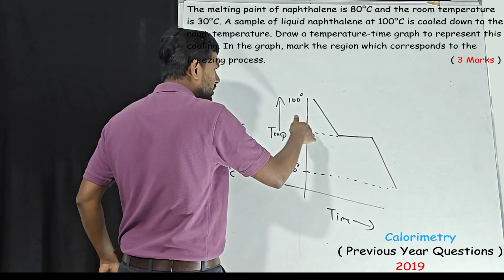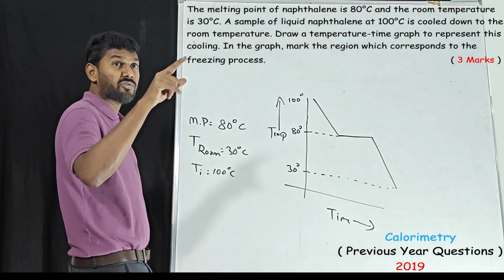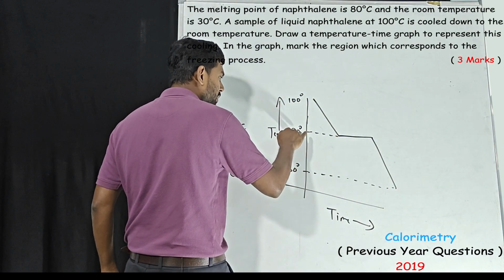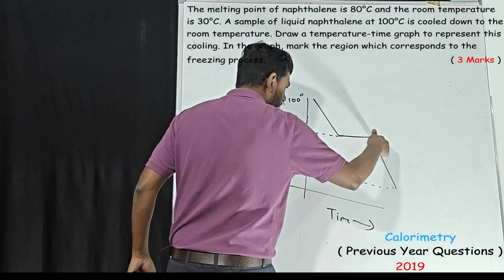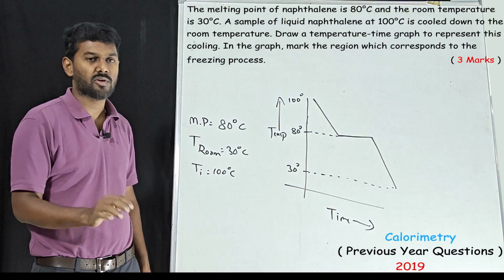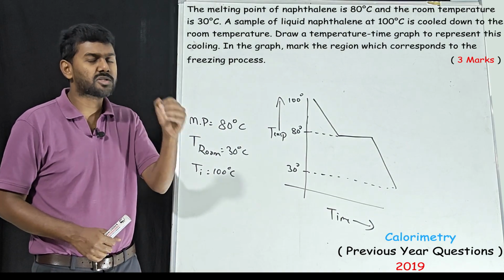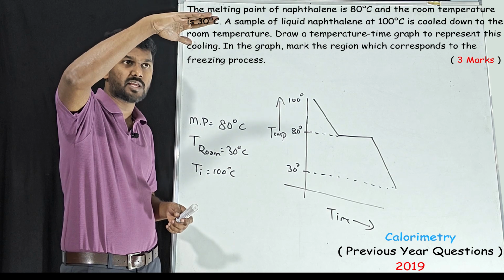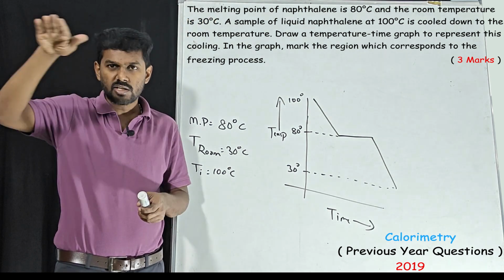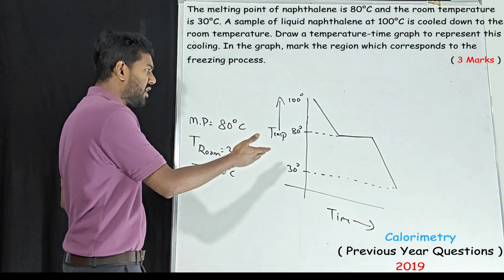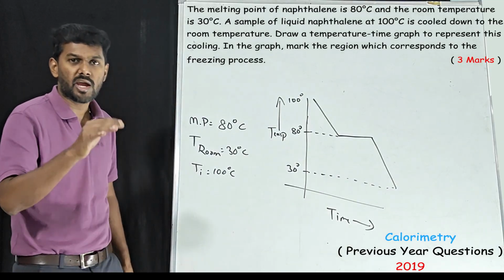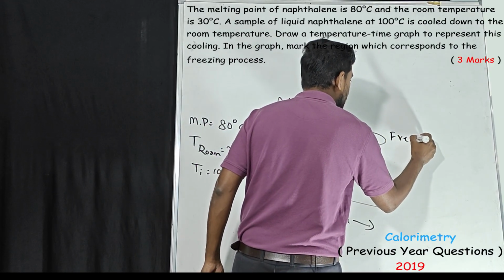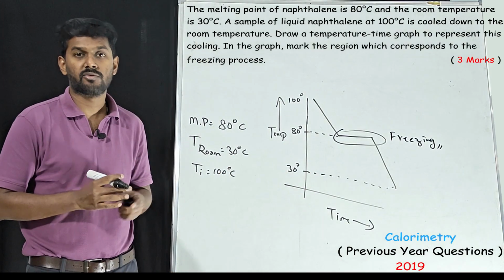The slant downward tells us temperature is reducing, and they have mentioned freezing, correct? At 80 degrees it freezes. Freezing means there is a change in phase. During a change in phase, temperature remains constant, so horizontal. After some time it reduces to room temperature. This is where you have to be very careful. If you get confused, just go back and rewatch it, and you will definitely understand. If the line is going up, temperature is increasing. While going up, if you see a horizontal line, that means there is a change in state of matter. Here also, going up or coming down, a horizontal line means a change in phase. They ask us to mark the region of freezing. This is it, freezing. That's it, 3 marks if you have the proper knowledge.